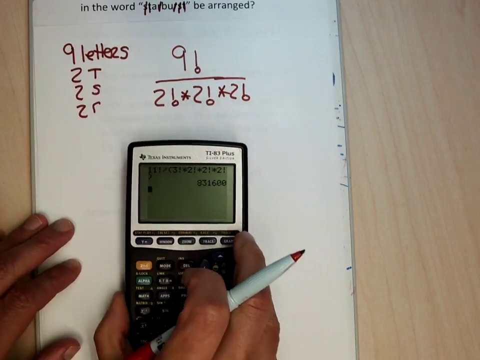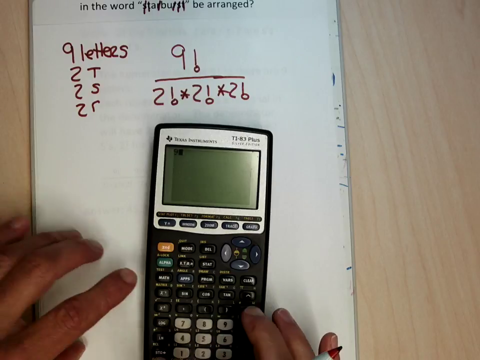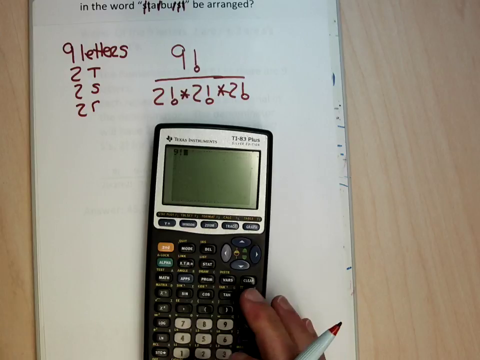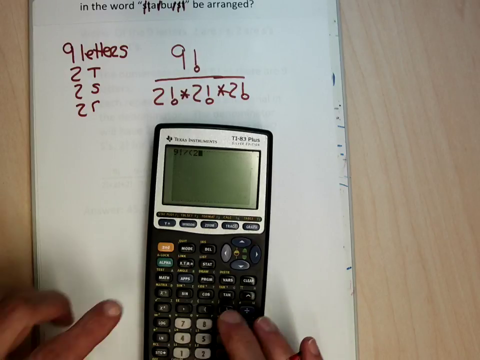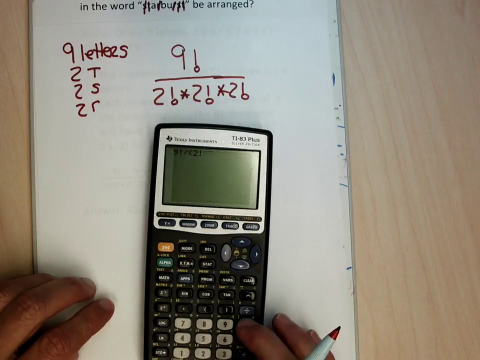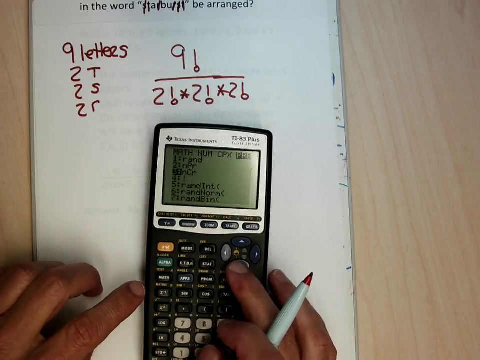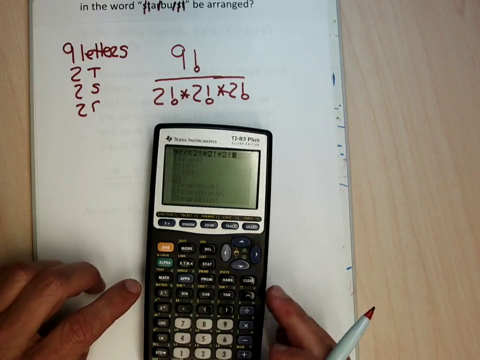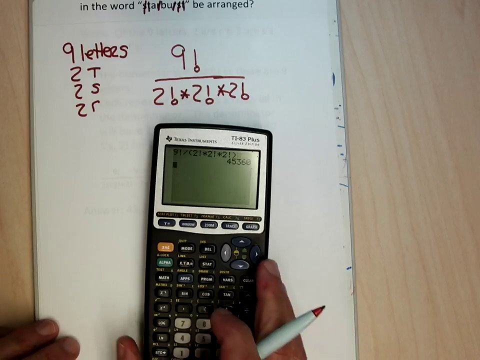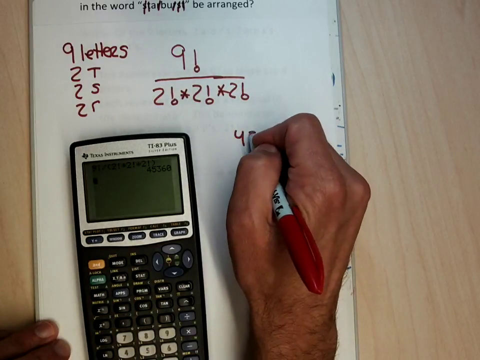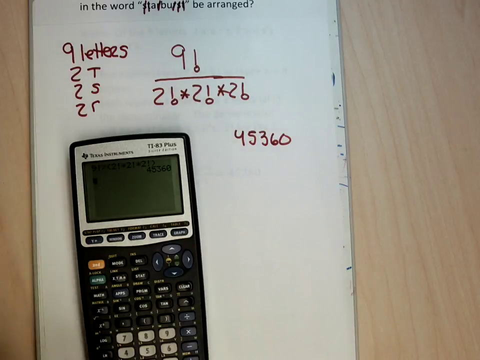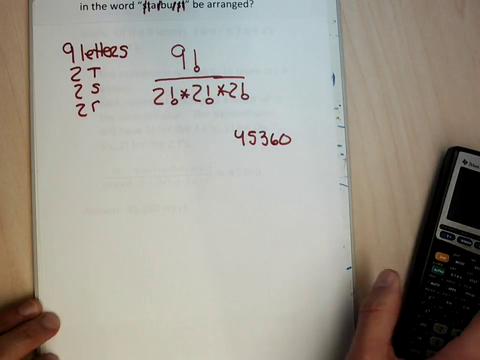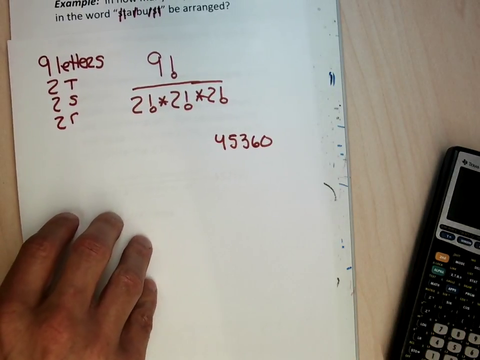So on my calculator, if I wanted to do this, just to get practice, I'd go 9, math, arrow backwards to PRB, then down to number 4, and then divided by parentheses, 2 math factorial times 2 math factorial times 2 math factorial, close out the parentheses, and I get 45,360 ways to arrange the letters in the word starburst that are going to look different, taking into consideration there's duplicate letters.